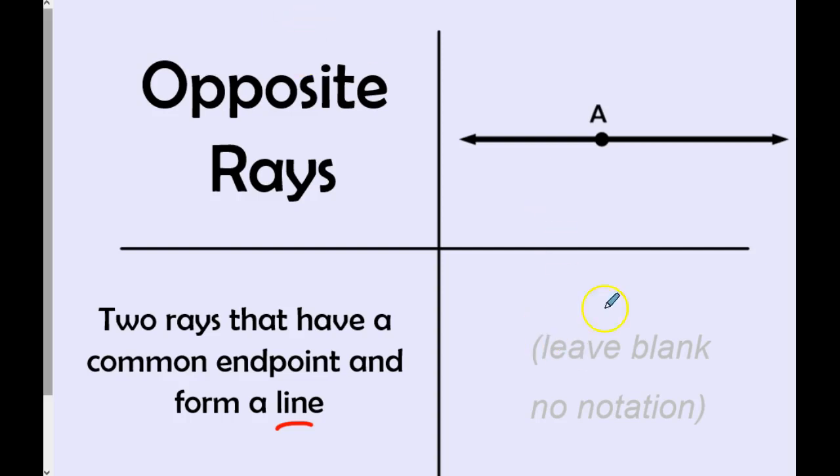So notice you don't have to write anything on the bottom right, but opposite rays. If you know a ray has a starting point and it goes forever in one direction, and then you have another ray starting at the same point going the opposite direction, well, that makes a line, okay? So again, two rays that have a common endpoint form a line. If you still need that, I'll put it over here. And at the front, we'll go to the next one. Cool?